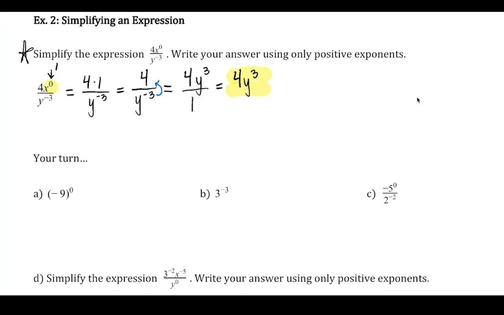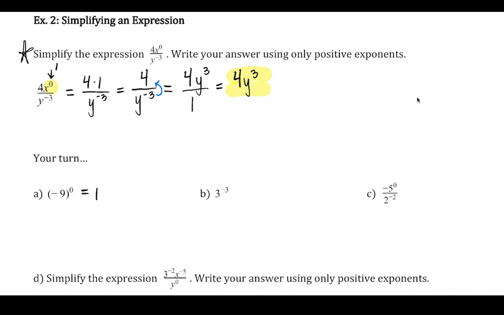And then these are a few examples to practice on your own, so you can pause the video here and then play it when you're ready. So for the next problem A, negative 9 in parentheses to the 0 power. So in this case, the negative is being included with the 9. So that whole negative 9 base being raised to the 0 power is just going to be 1.